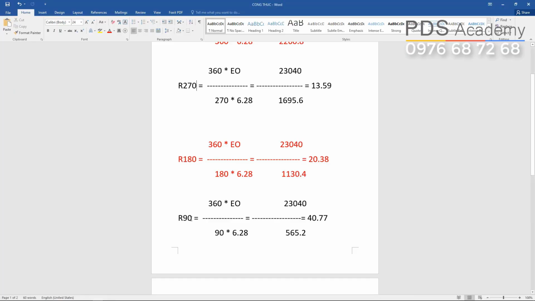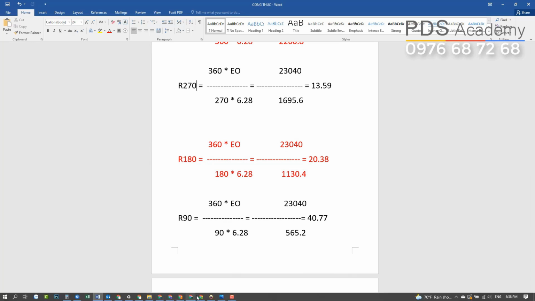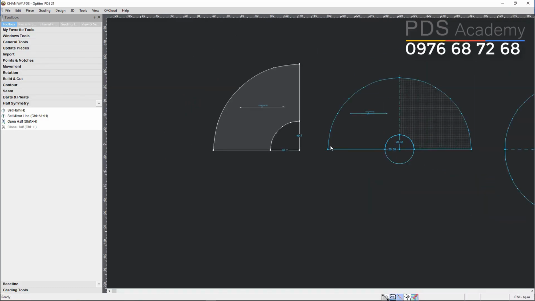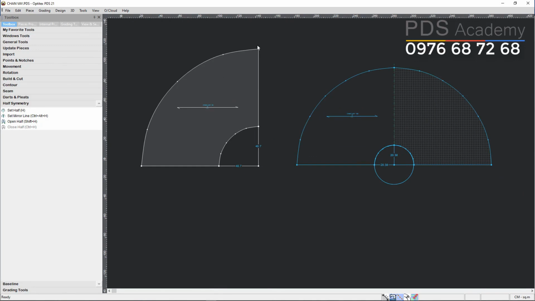Here, R90 means the leg at 90 degrees, okay? So here it is. It will be 40.77. Later on we can apply this to other types of skirts, like 150, for example. Just apply my formula exactly and you'll get the result. Here, 40.77 is actually 40.7, okay? And the total remaining distance from here to here is precisely equal to the length of the skirt.